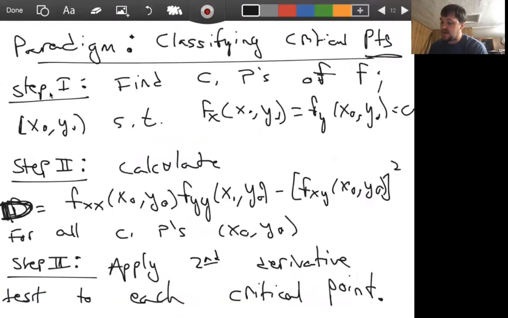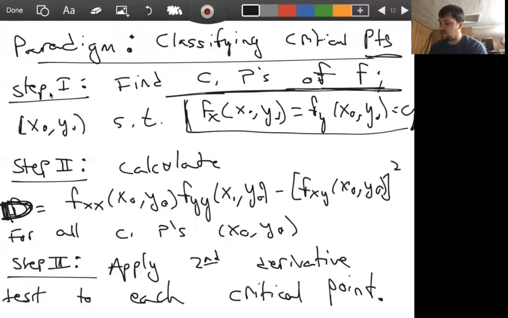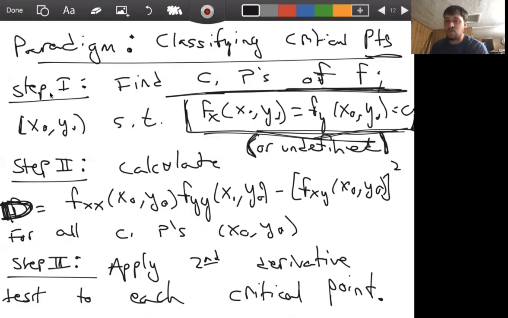The paradigm for classifying critical points is to first find all critical points. You find all points where the x partial derivative and the y partial derivative are equal to 0, or undefined. I should say or undefined. It's a much more subtle and less recurring case, but it's still important to know that critical points can be where either of the partial derivatives are undefined.